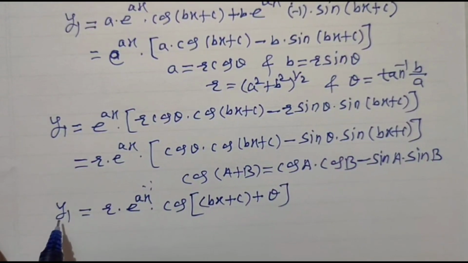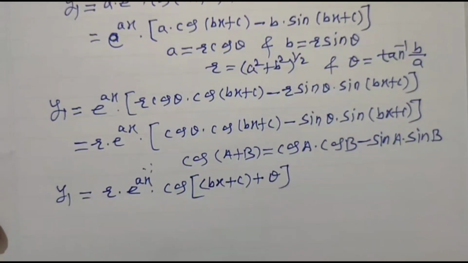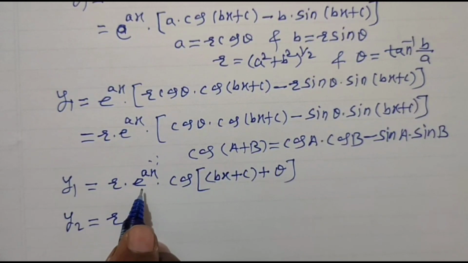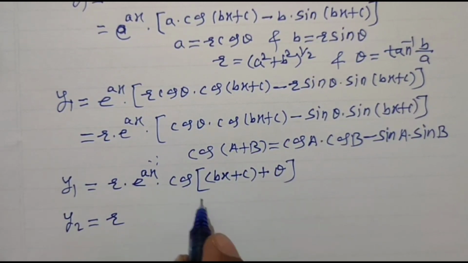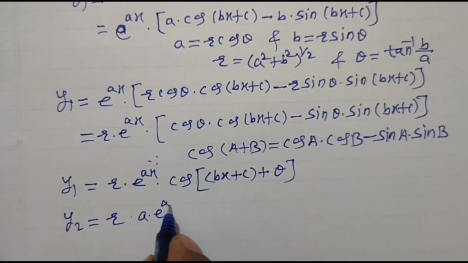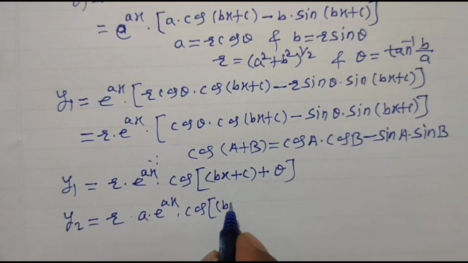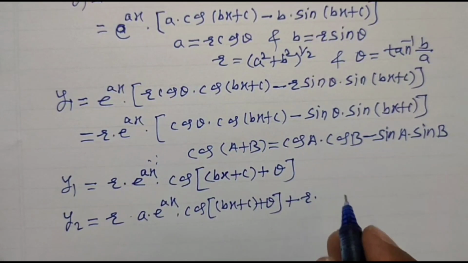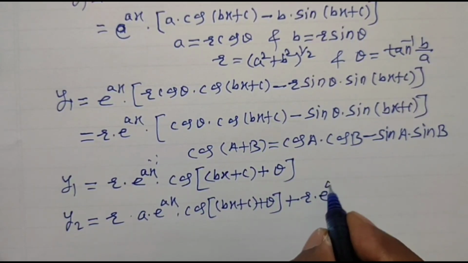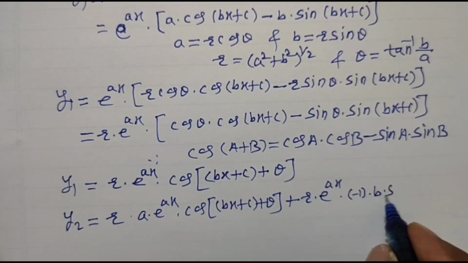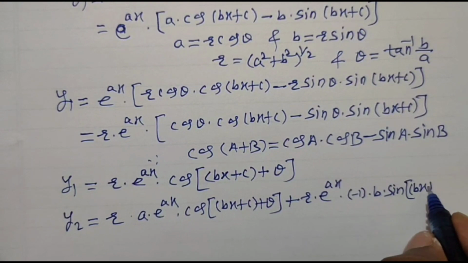Now once again differentiate this. y1 we have to differentiate with respect to x again. Then y2 is equal to r, which is constant, and use the u into v formula: e to the power ax into this one. Keeping the second function as it is, take the derivative of the first function, a into e to the power ax into cos of bx plus c plus theta, plus r into e to the power ax as it is, derivative of cosine function is minus, so minus 1 into b into sine of bx plus c plus theta.